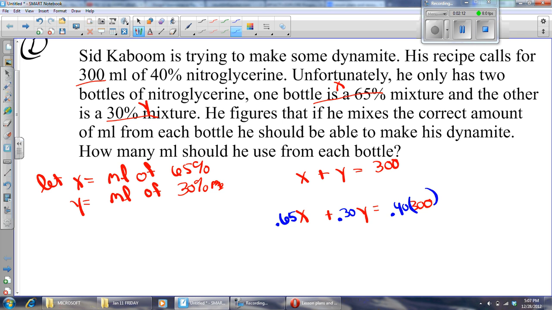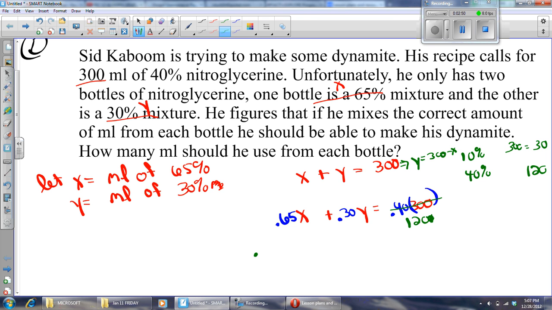Now I like to right away turn that 40% of 300 into an actual number. I know 10% of 300 is 30, right? Well, 40% is 4 times the amount, so that would be 4 30s, or 120. So this right here turns into 120. Oops, just 120, sorry. I think I'm going to solve for y in this one because I like to deal with 30%. It's easier than dealing with 65. So y is going to equal 300 minus x.